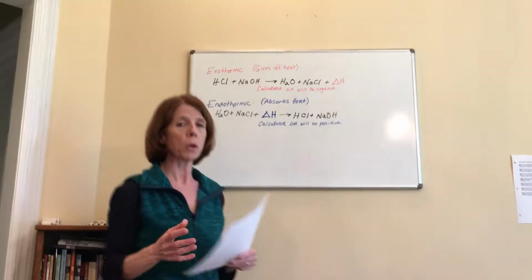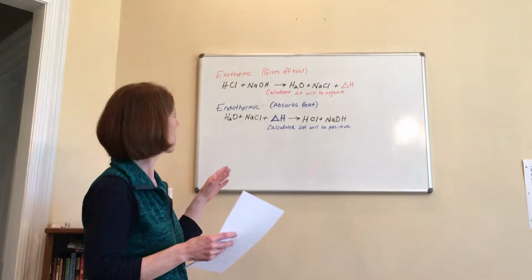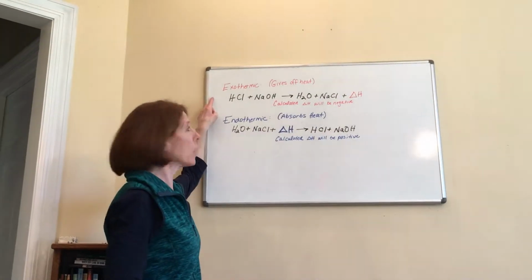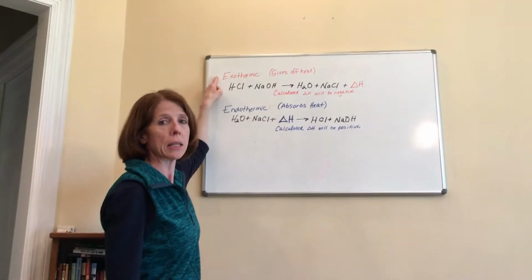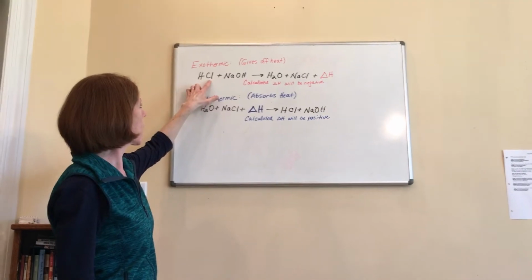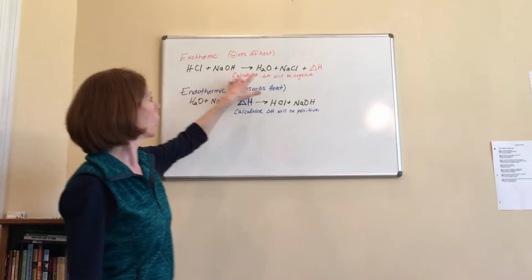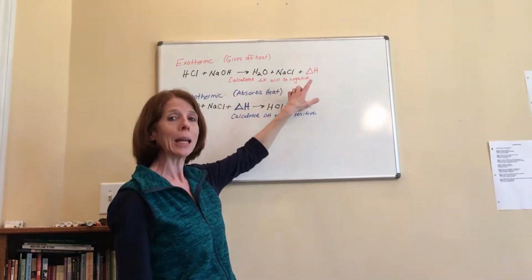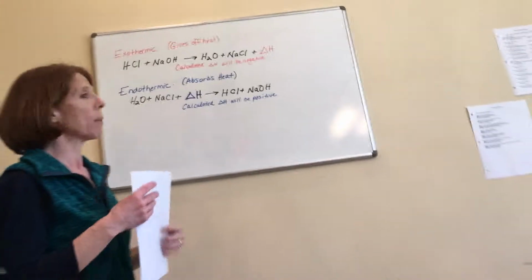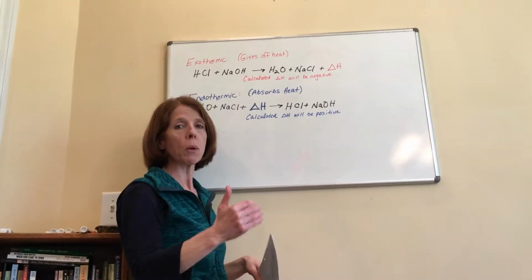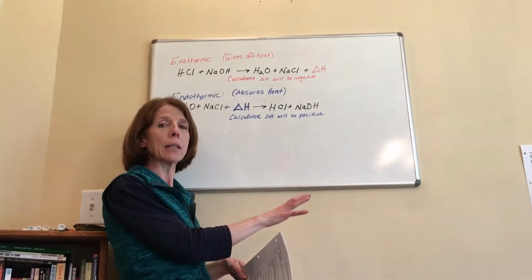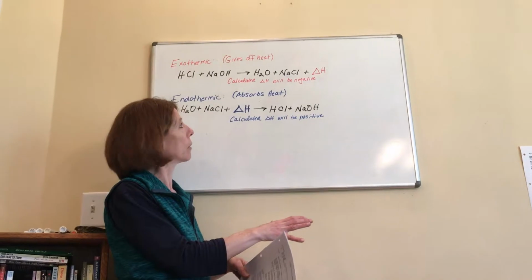Okay. Now, I just want to do a little bit of a review about our change in enthalpy. Now, we have two kinds of reactions. One reaction is an exothermic reaction, and that means it gives off heat. Here's an example of an exothermic reaction. Hydrochloric acid and sodium hydroxide will yield water and sodium chloride and energy. Last week we talked about the fact that when we have an exothermic reaction, we're going to include our energy as a reactant in the chemical reaction.